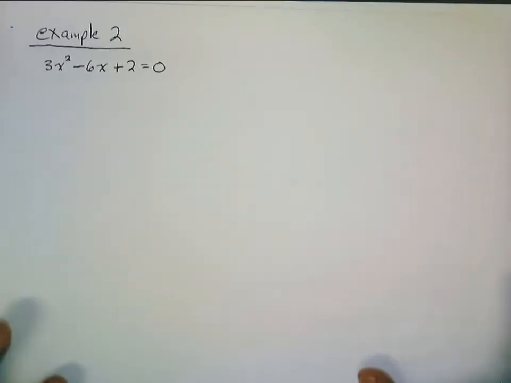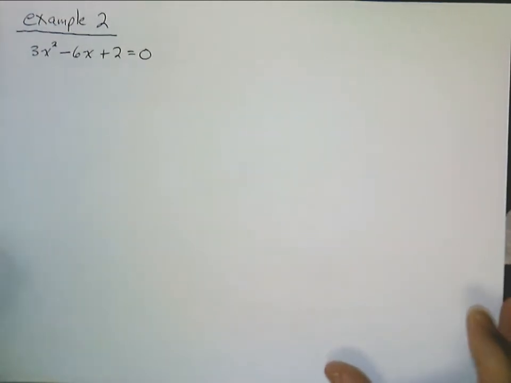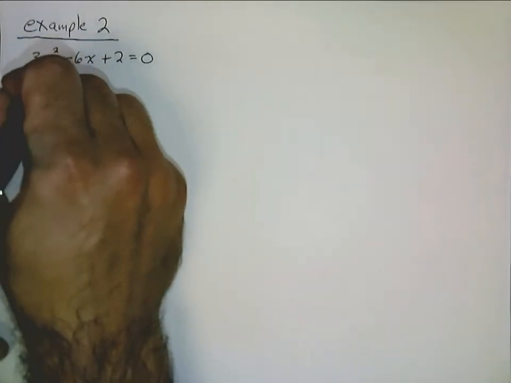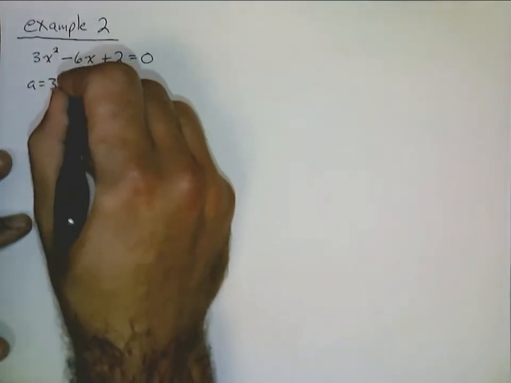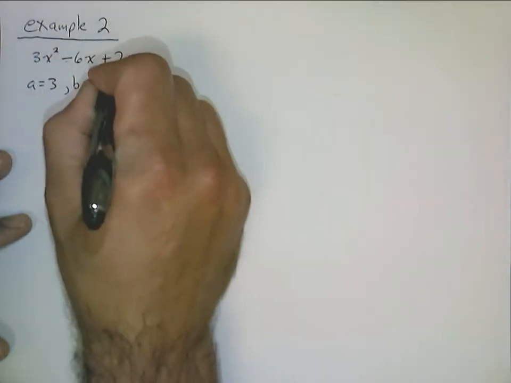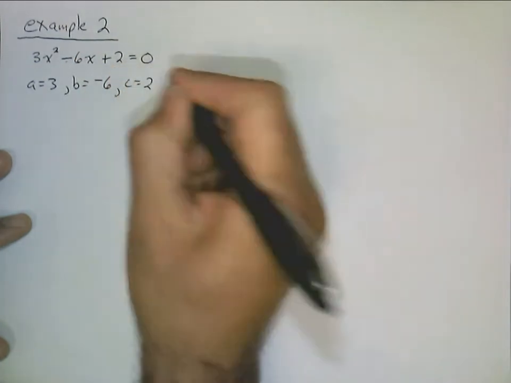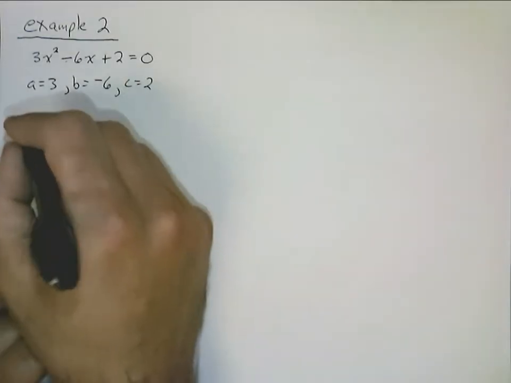Let's try this one. 3x squared minus 6x plus 2 equals 0. Again, all we got to do really is just identify what a, b, and c are. A here is 3. B is, be careful here, negative 6. And C is 2. So again, all we got to do is plug those into the quadratic formula.